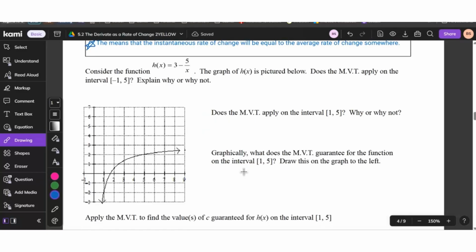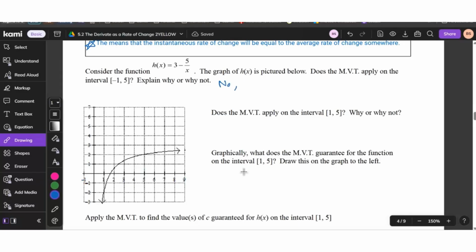Consider the function h of x equals 3 minus 5 over x, which is shown below. The graph of it is pictured. Does the MVT apply on the interval from -1 to 5? Explain why or why not. Heck no. From -1 over here to 5? Does the function exist over here? No.